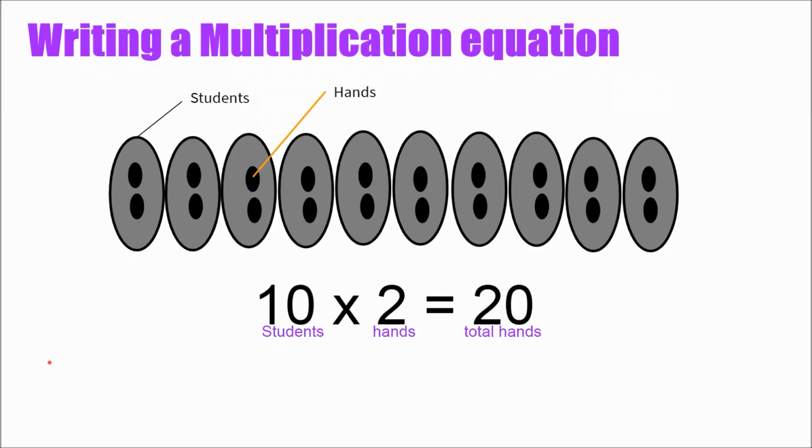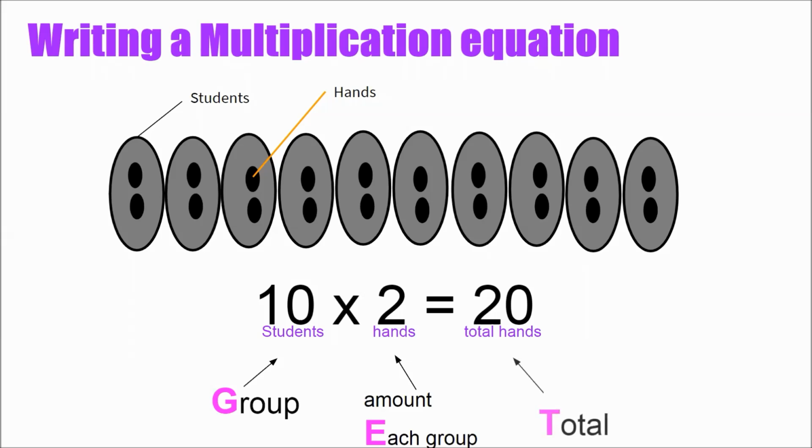Let's label our equation with GET. The first factor are the groups. That's that thing that you can put stuff inside. This story pertains to people. Sometimes it could be boxes or bags or cars or anything else we can put inside. Each person has 2 hands. And when I count them all together, a total of 20 hands in the entire class.